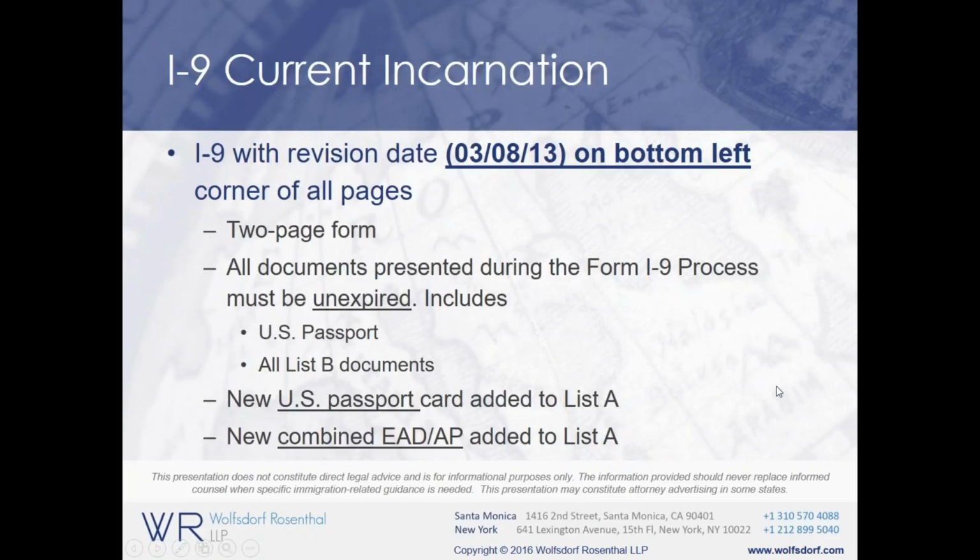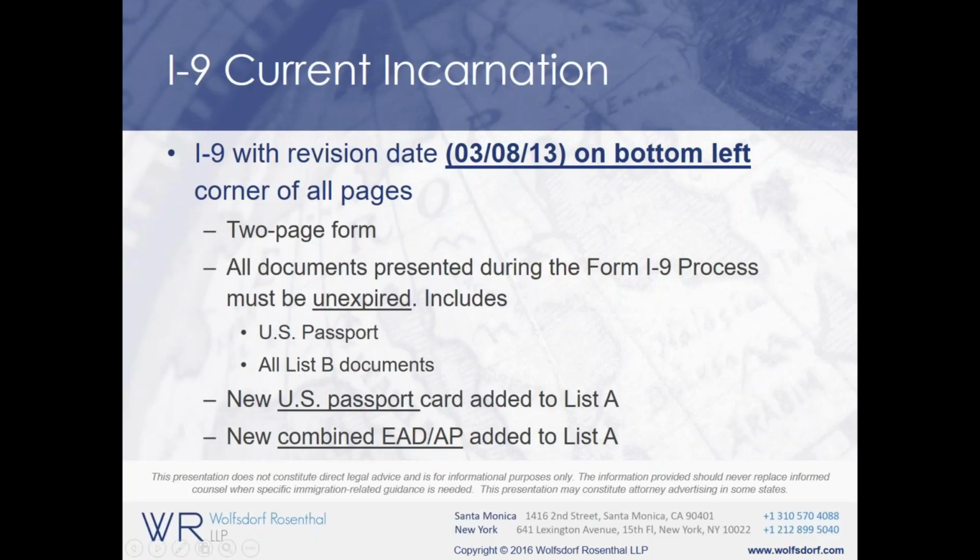Okay, so the first thing you always have to make sure with the I-9 is that you're using the correct form. The I-9 with the revision date of 03/08/2013 on the bottom left-hand corner is the current version. It's a 2-page form now, which got us very excited because the previous version had been only 1 page. It was always very tough to fit all of the information in there. The 2-page one is a lot better on that side of things.